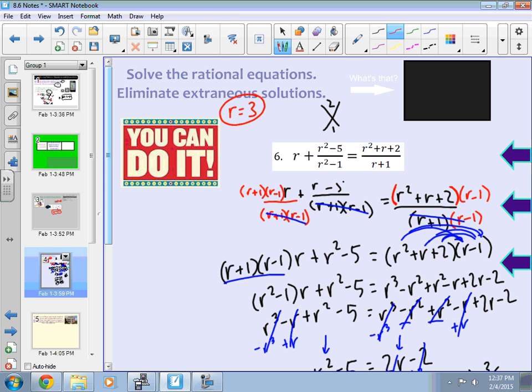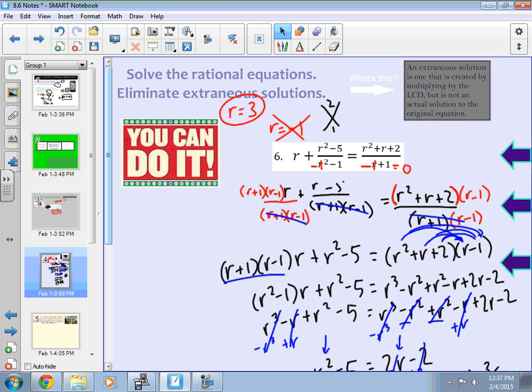Let's check negative 1. If we put negative 1 in, does it work? Well, let's see. Negative 1 plus 1 equals 0. Ooh, remember how we talked about can you divide by 0? No. r equals negative 1 is not a solution. That's what's called an extraneous solution. An extraneous solution is one that is created by multiplying by the least common denominator, but it's not an actual solution to the original problem. So the only answer on this one would be 3. Negative 1 is an extraneous solution.